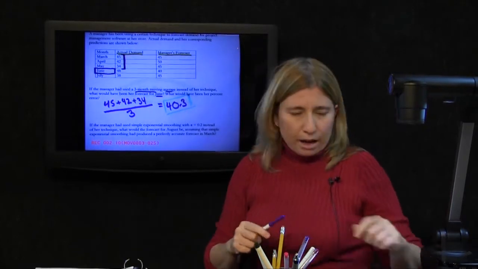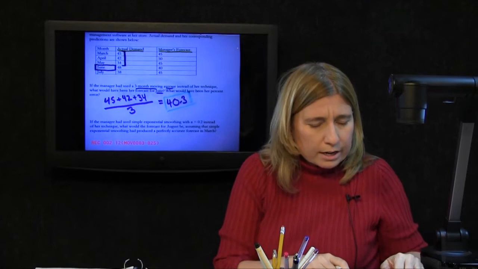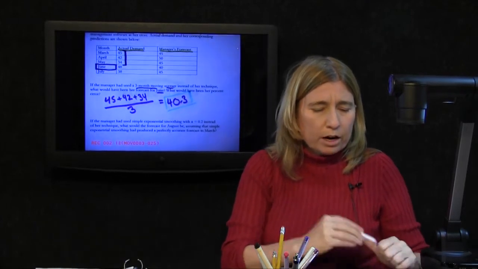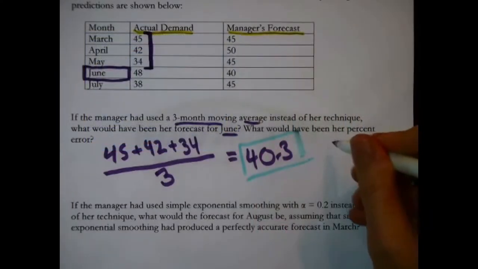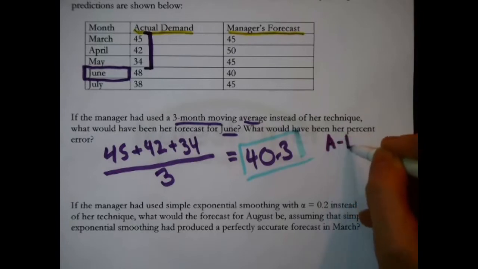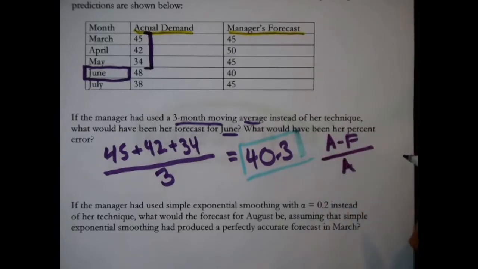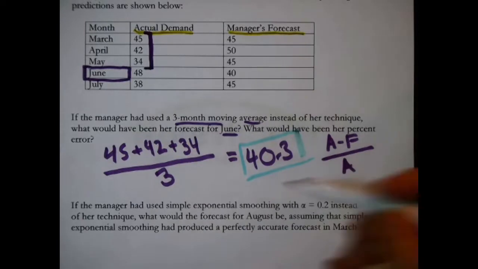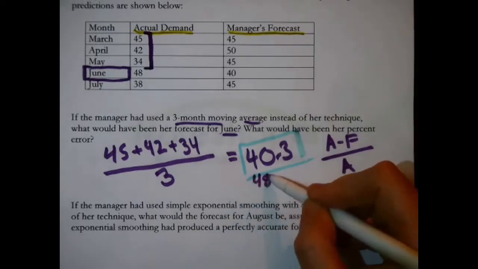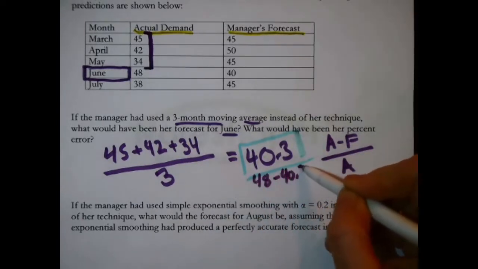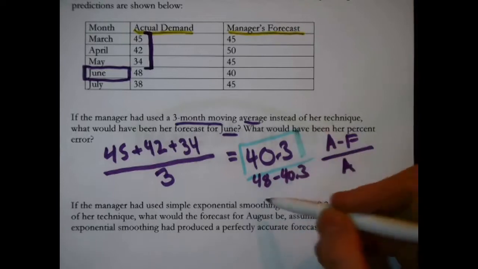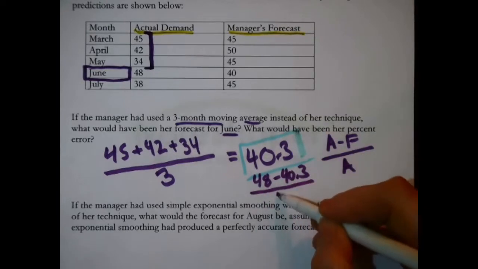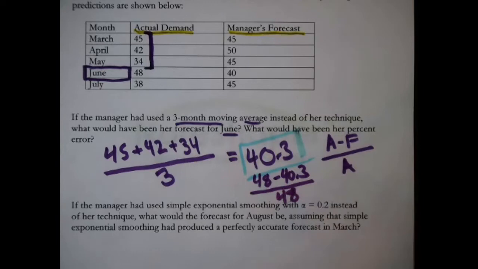Now that was only half of that part because then it asks what would have been her percent error. And we remember that percent error is the error, which is actual minus forecast, divided by the actual. Okay, so the actual in June was 48. See, now we need the 48. We go, all right, 48 minus the forecast we've just found, 40.3. Now be careful, divided by the actual again, or that 48.